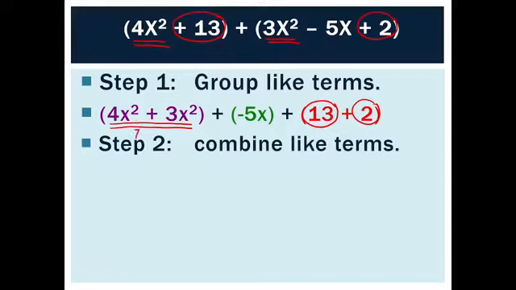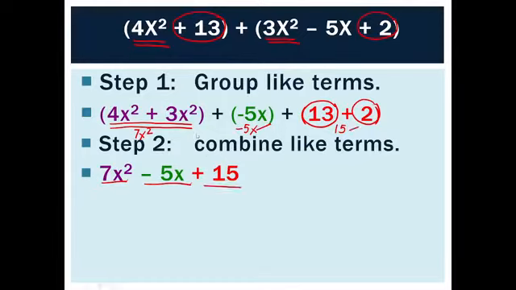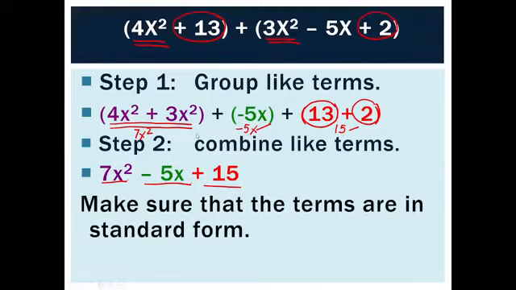Let me write that down. What about the exponent? Do not add the exponents. Just copy the exponent, okay? When we add polynomials, that is how it is. Bring it down. Copy that. What about 13 plus 2? 15. Okay, there you go. That will be the sum now. 7x squared minus 5x, correct, plus 15.